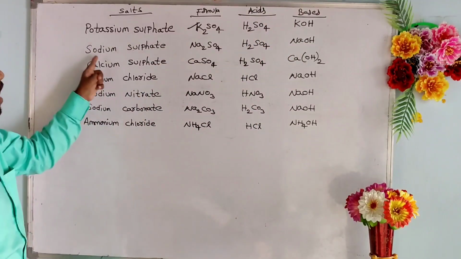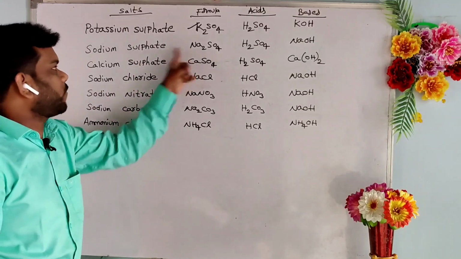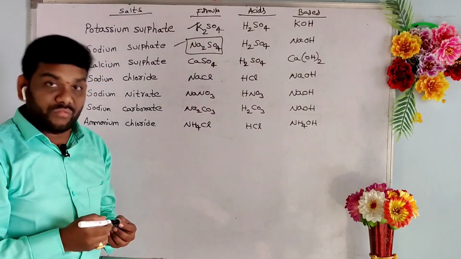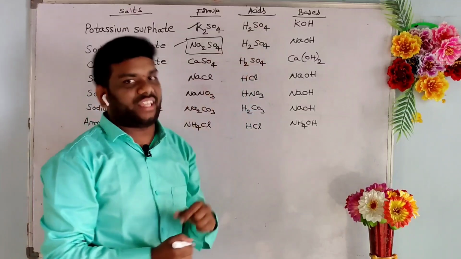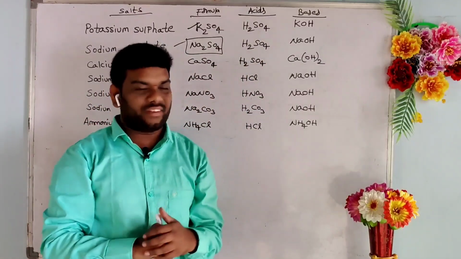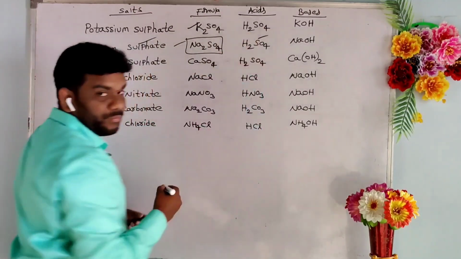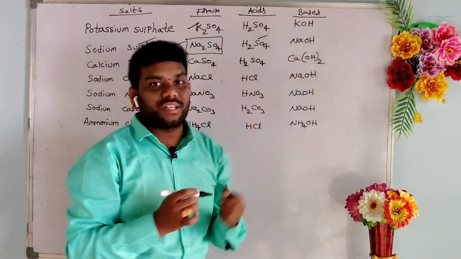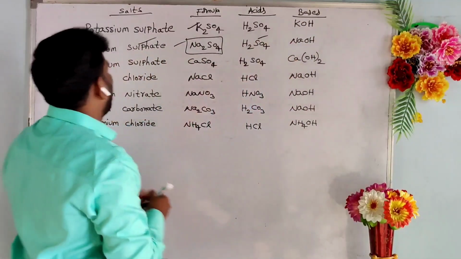Salt nature. And sodium sulfate, again sulfate family. What is the formula of sodium sulfate? Na2SO4. Very important. From this salt, what is the formula of the acid category? Sulfuric acid again, H2SO4, because this is the sulfate group. And the base is OH. Base means OH. That is called sodium hydroxide.